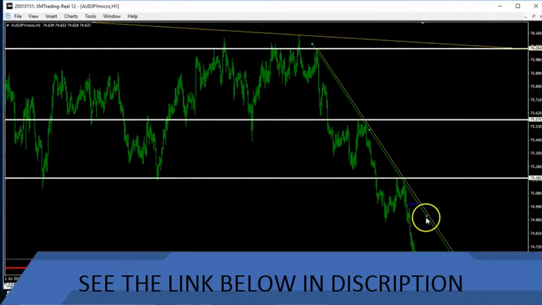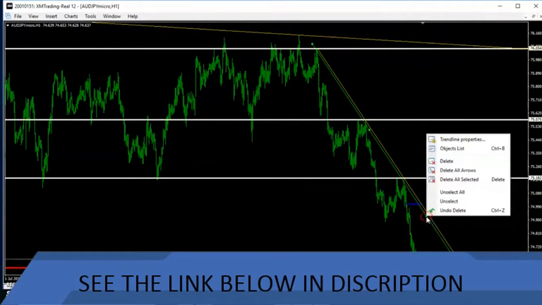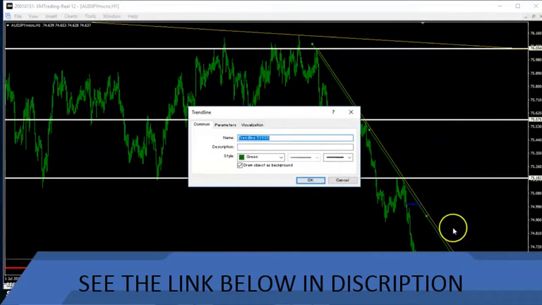Trendline EA, MQL5.com. When you put it here, the way I did it in my last video, last lesson, that's when you can result to trend.